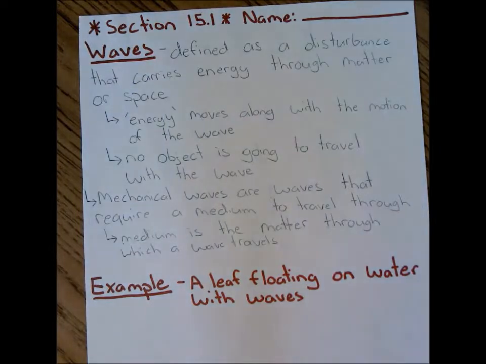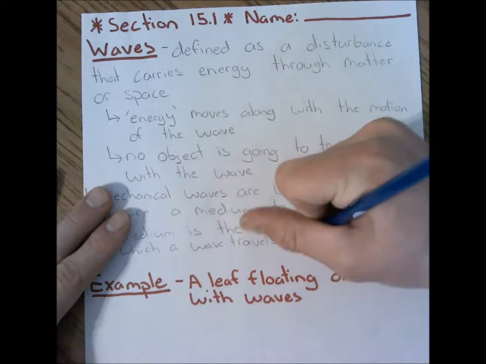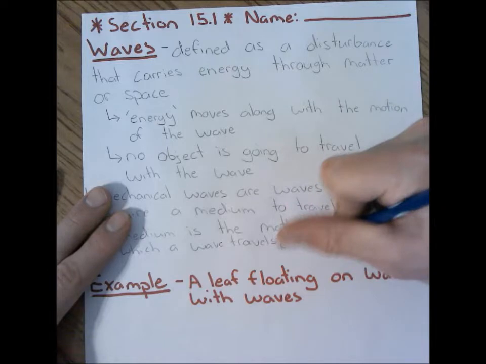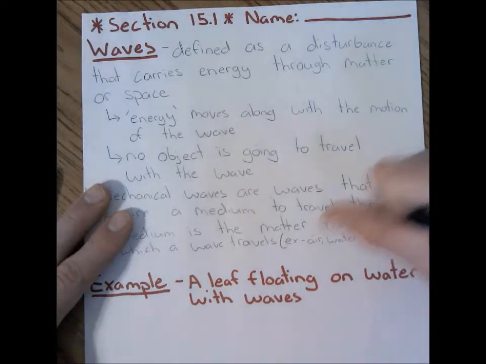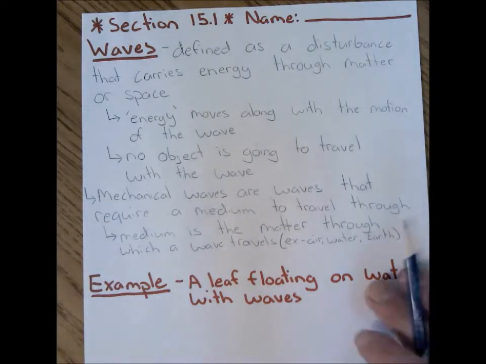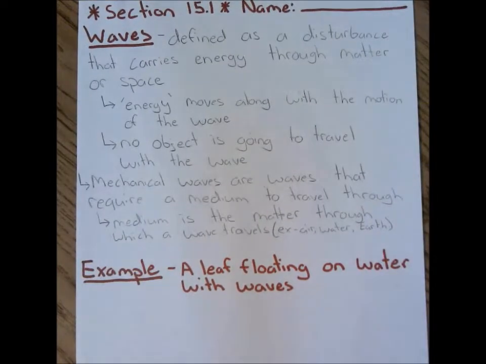Examples of a medium are things as simple as air. That's what sound waves travel through. Water, which you think of as a typical wave on the ocean, is a water wave where the water is the medium. And then we also have earth. If you think of earthquakes and the movement of earth during that time, the earth is the medium in which the wave is traveling. Now, one last point to make here is that most waves are mechanical waves.